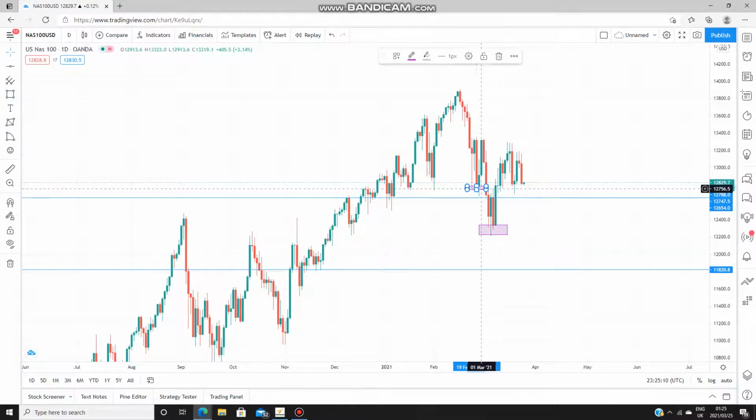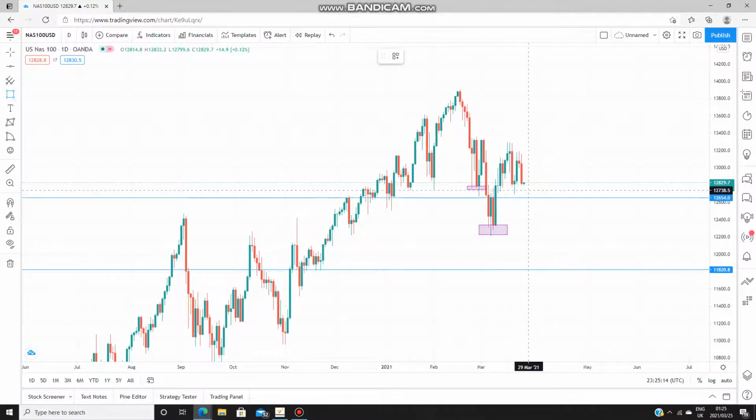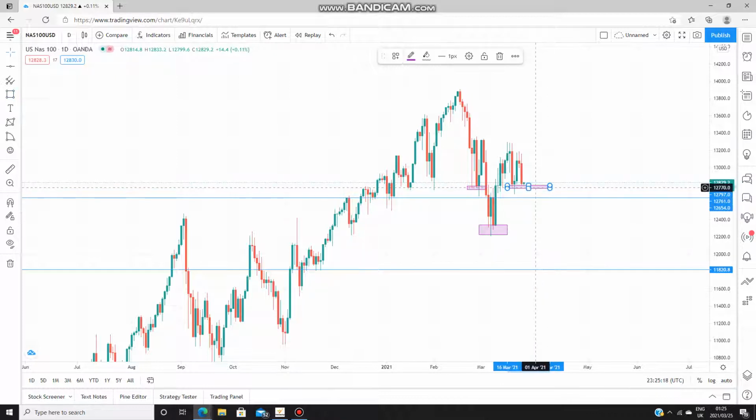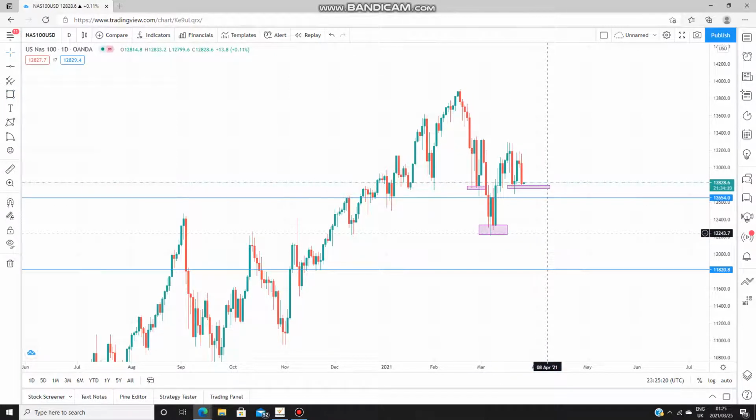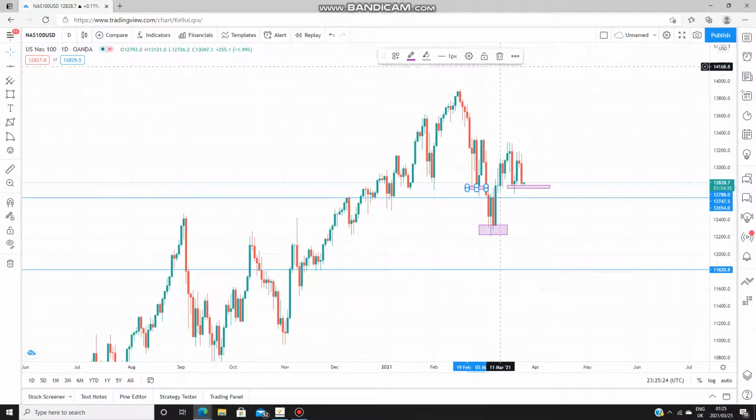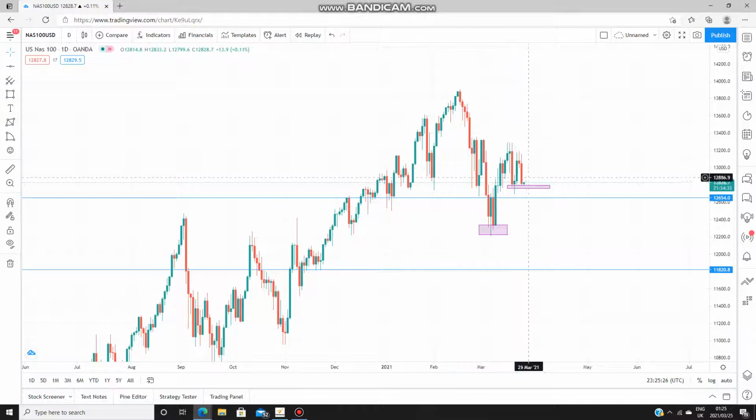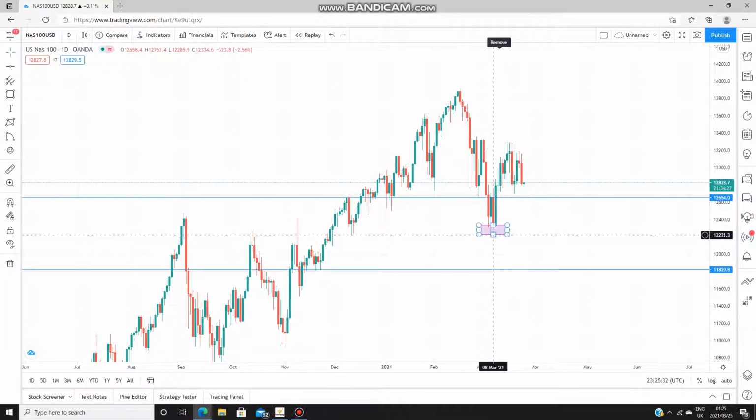This is my left shoulder. This is my right shoulder. But then I think it's best if I just delete these small rectangles and just make use of the heads and shoulders tool provided by TradingView.